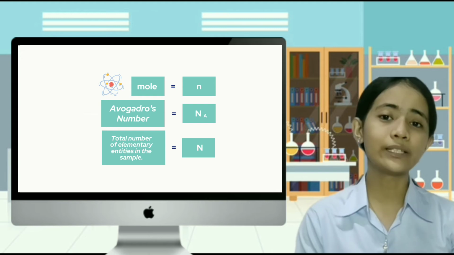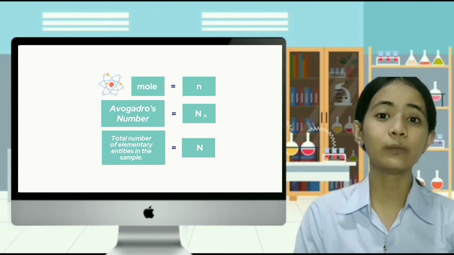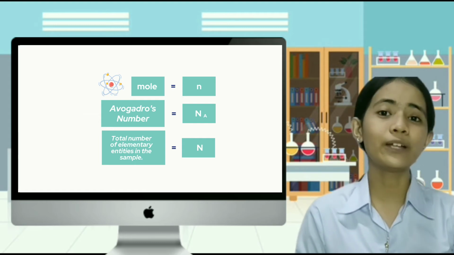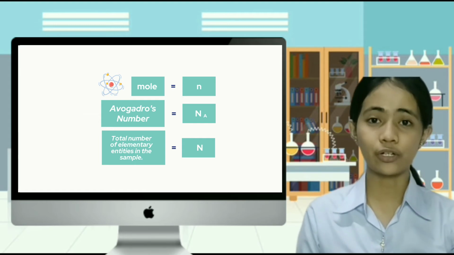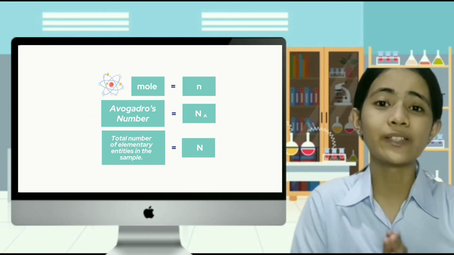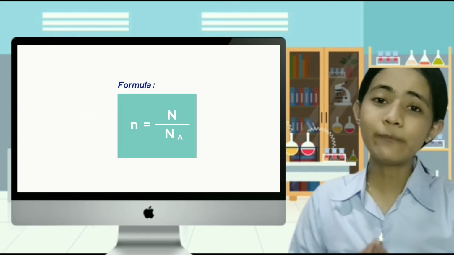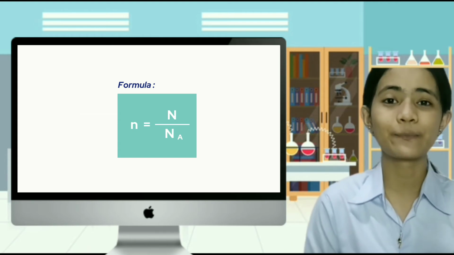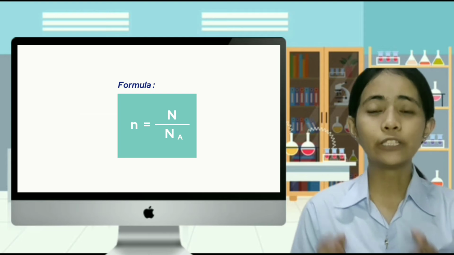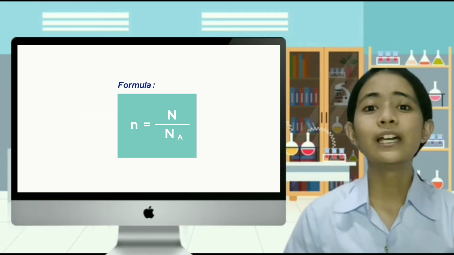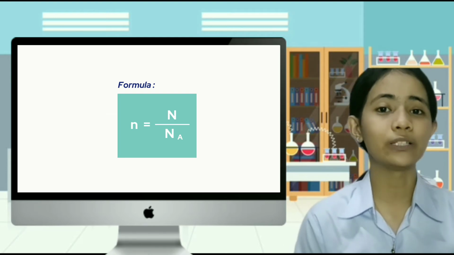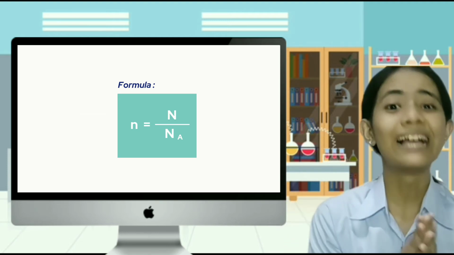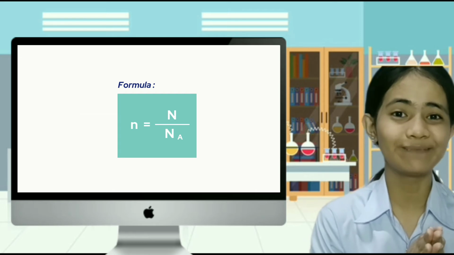The elementary entities that can be represented in moles could be an atom, a molecule, or other specified particles, such as an electron. These quantities help us arrive at the formula that can be used to solve the number of moles in a given substance. And the formula is the number of moles equals the number of elementary particles all over the Avogadro's number. Let's use this formula, shall we?